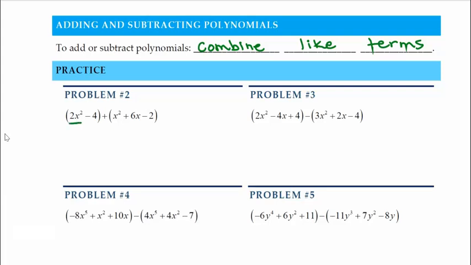So this 2x squared and this x squared are like terms. But notice that the second one has an x to the first, but there's no x to the first in this first one. So this 6x doesn't have anything to add with this, but it's still going to be part of our answer. And then I can see my -4 and -2. Those are also like terms. All right, so let's combine these together.